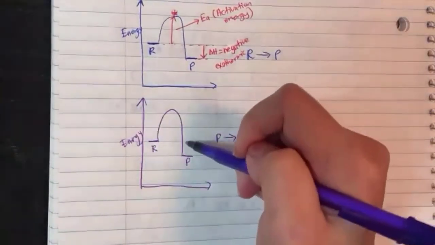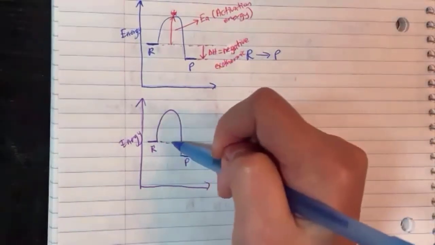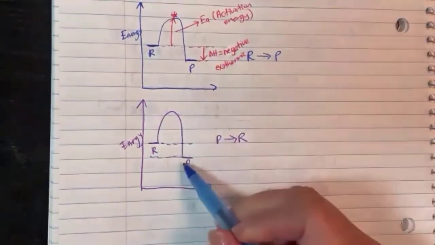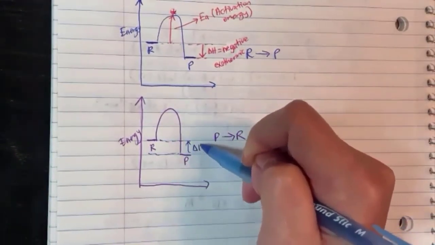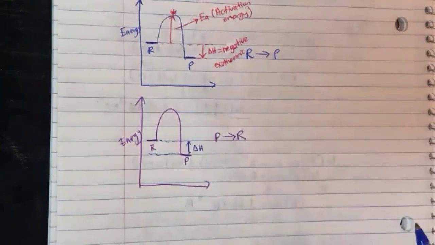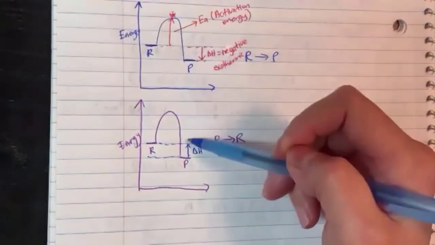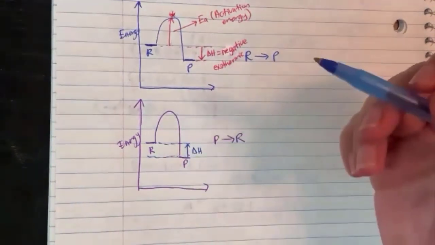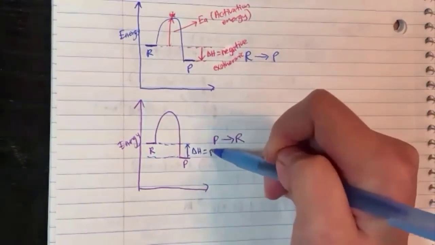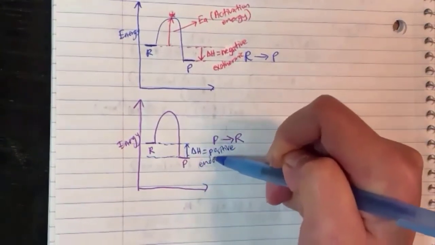All right, in this case here, P going up to R, you notice the delta H size stays the same because it's the same energy gap. You see how the distance is the same? So it tells you it's the same number, but the opposite sign. It's going to be a positive sign. So this is endothermic.